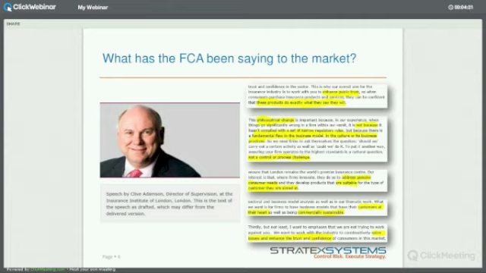Clive also mentions putting customers at the heart of business strategy, which is one of the strap lines that I think the FCA has really pushed over the last year or so, and doing it in a way that is commercially sustainable. I think that's an interesting point, recognizing that firms need to make a return so that they can stay in business.